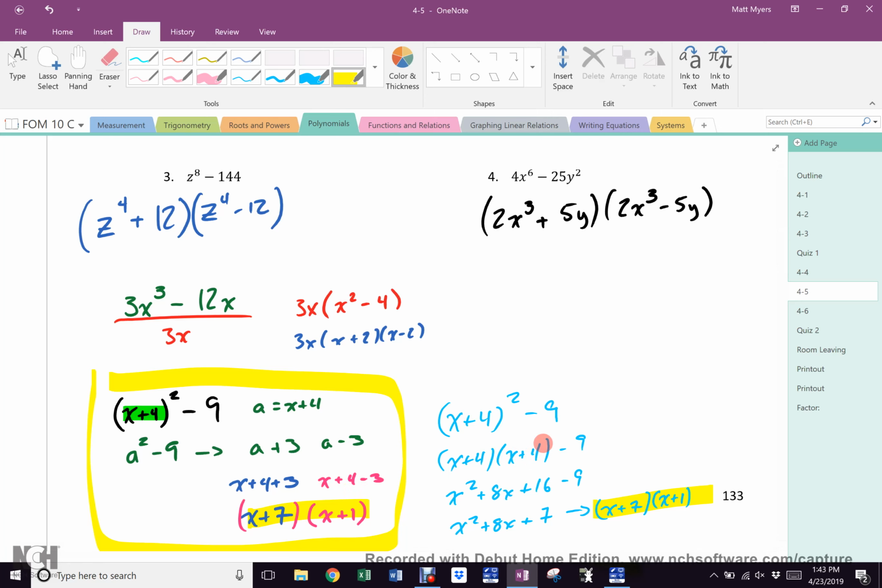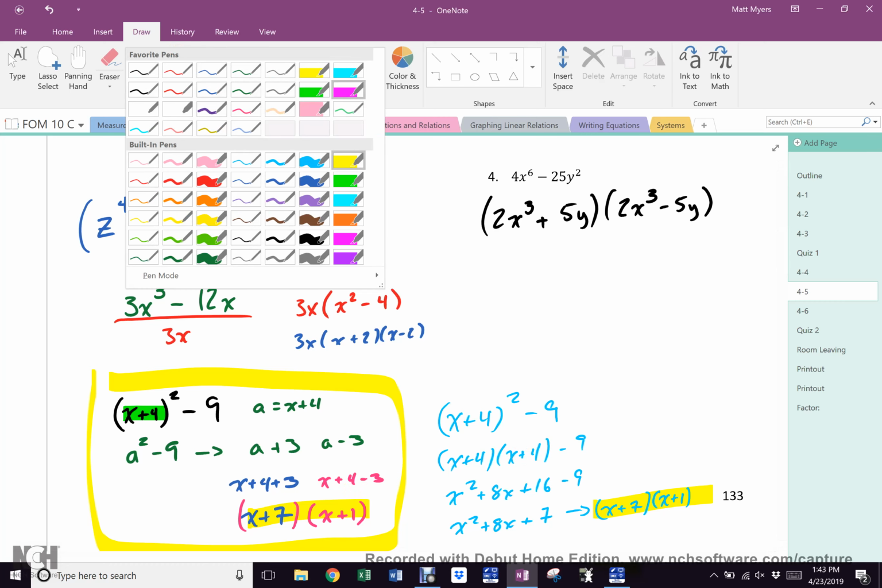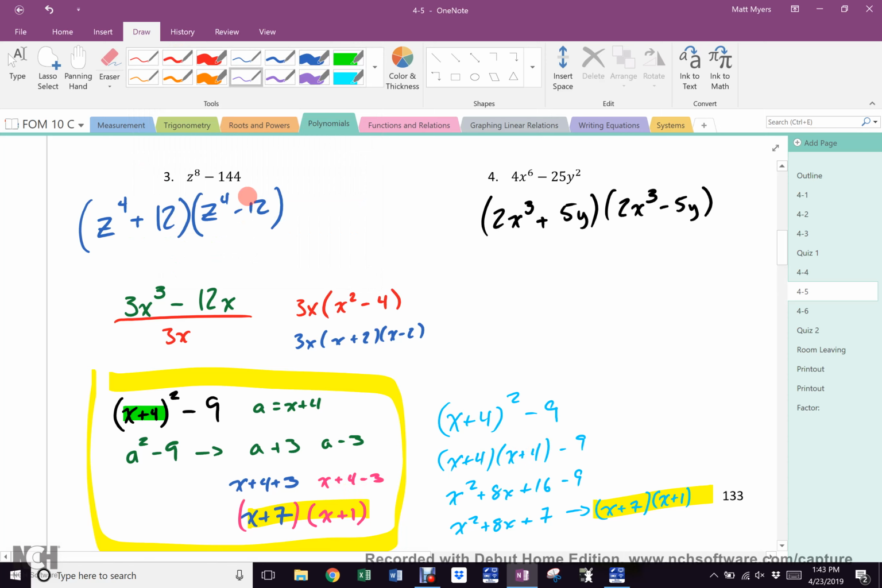Everybody good? Okay, now, the hardest one you can get is this. That's really hard. Yep. That's what you would do. You'd say that's A, that's B. What's the square root of A squared? A plus B, and then A minus B. And what's A?